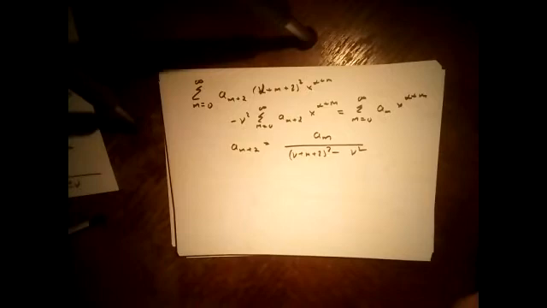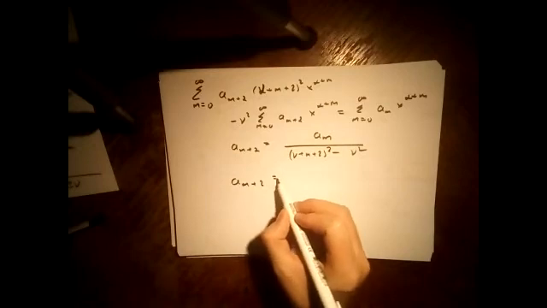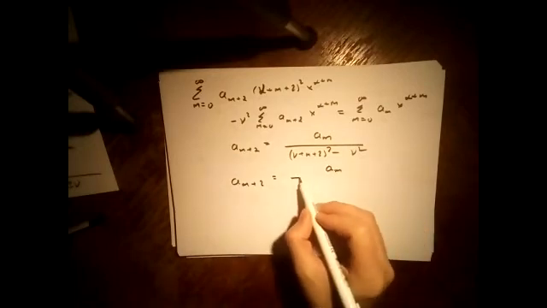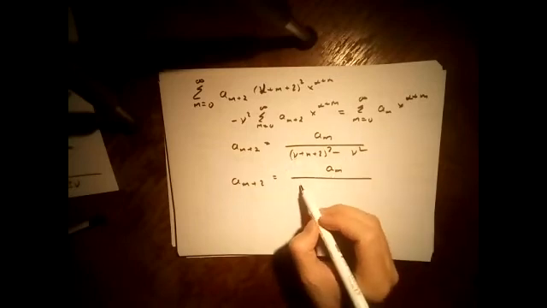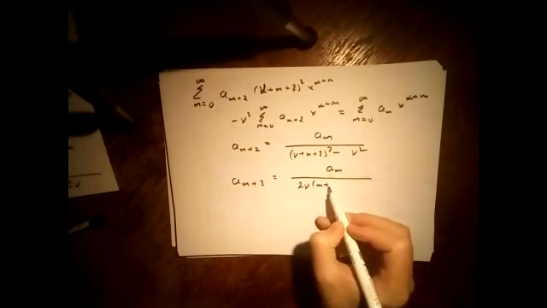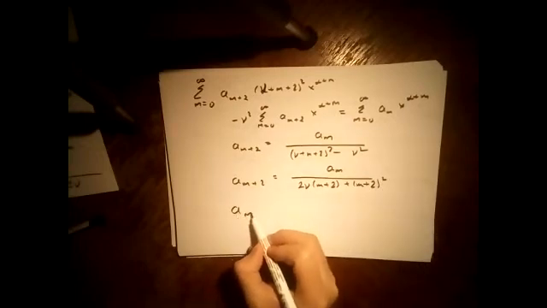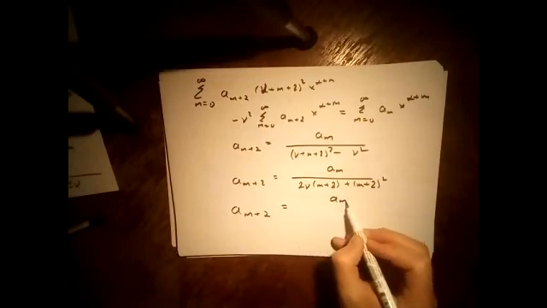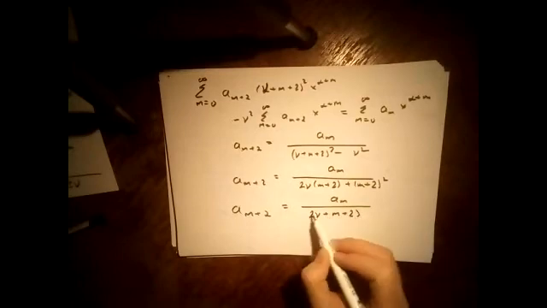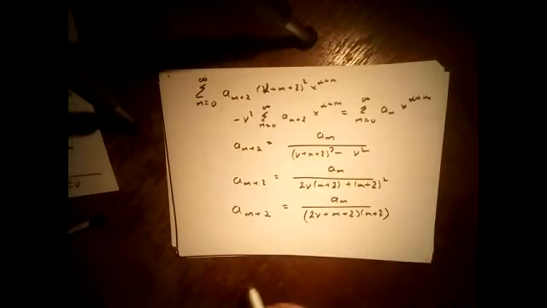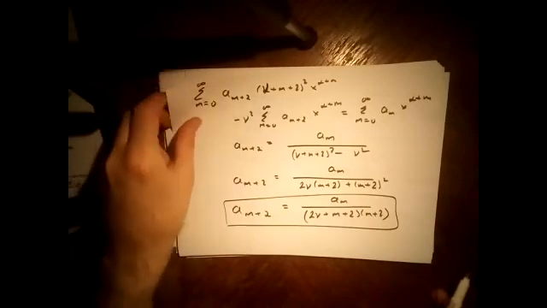While we can do something with this to make it simpler, a m plus 2 is equal to am divided by, what is this going to be? If I expand this, I'm going to have 2 nu times m plus 2, plus m plus 2 squared. So a m plus 2 is equal to am divided by 2 nu plus m plus 2, times m plus 2. So that's one way of writing the recursion relation, but I actually prefer to reindex this.